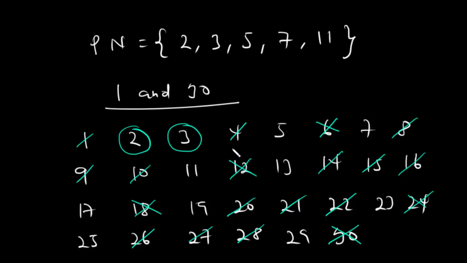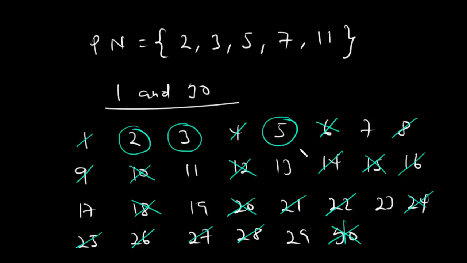4 has been cancelled out, so we need to move to 5. Now we are going to circle out 5 and then cancel out all multiples of 5. So multiples of 5 are 10, 15, 20, 25, and then 30.